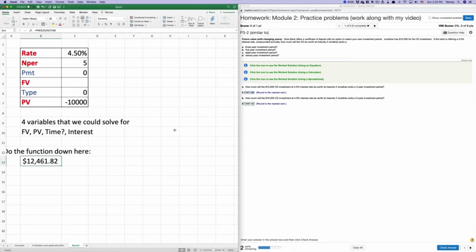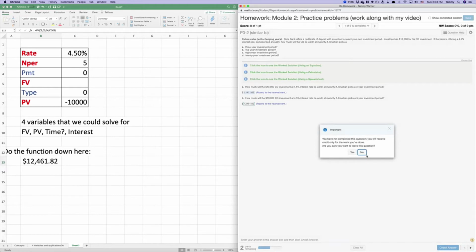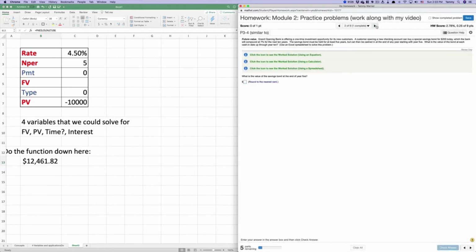Okay, so I'm not going to solve all the rest of those out for you. Let's just look for the next one. Okay, so this is future value again, so I'll leave that to you.